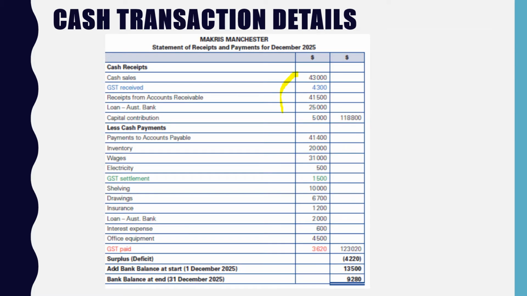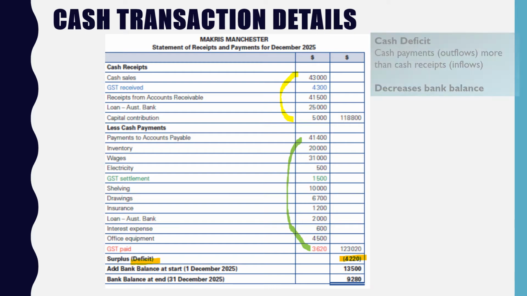Here we are given a list of cash receipts as well as cash payments. And we're also told that we've got a cash deficit of $4,220, a negative amount that's written in brackets. This means that our total cash payments were more than cash receipts, and this will decrease the bank balance. We are given the opening bank balance, which is a positive amount of $13,500, and here we have a closing balance of $9,280. So clearly we can see that there was a decrease here because of the cash deficit.